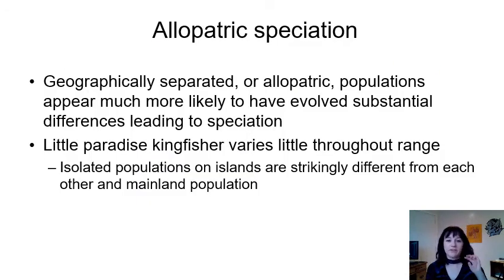So we've talked about sympatry, right? Two species that are living closely together in the same community. When we talk about allopatry, that means populations that are separated from each other geographically, right? We've talked about allopatry before, right? So one example of this can be seen in the little paradise kingfisher bird species on different islands.